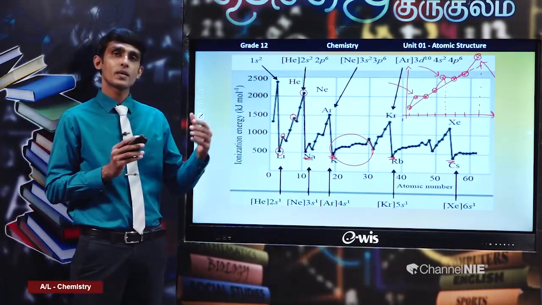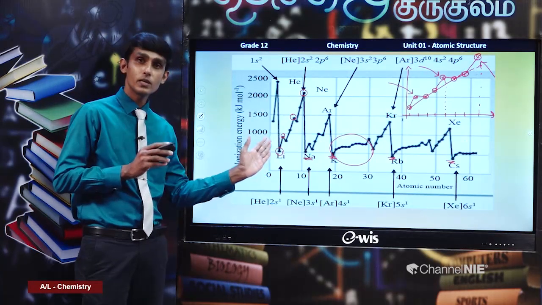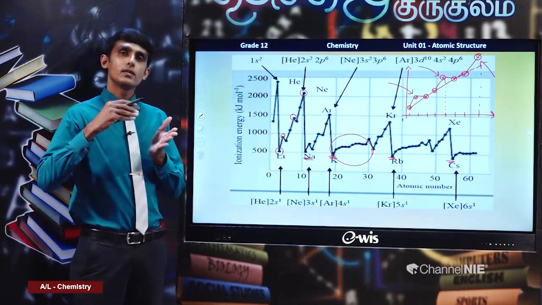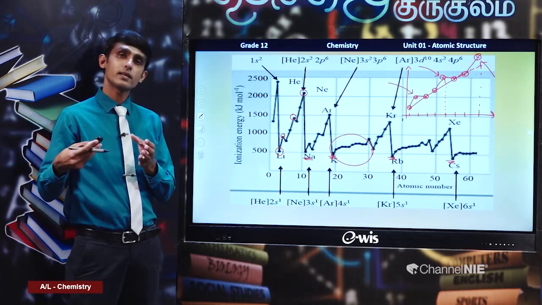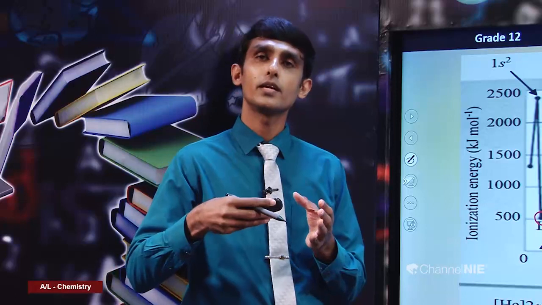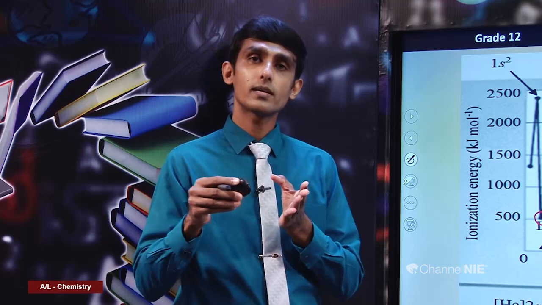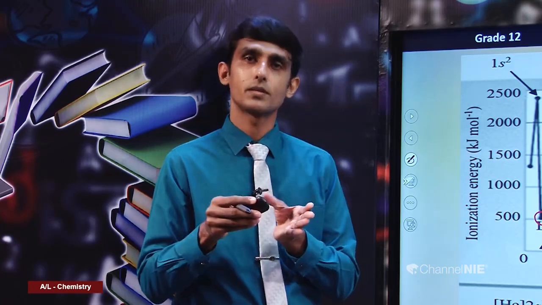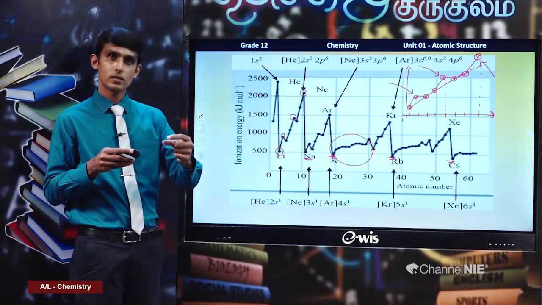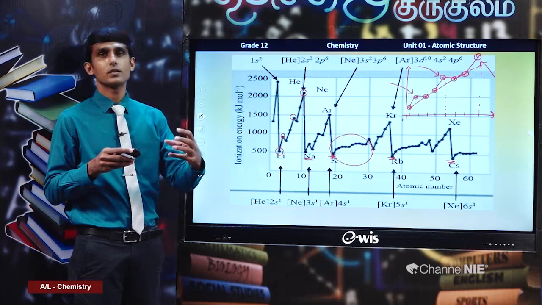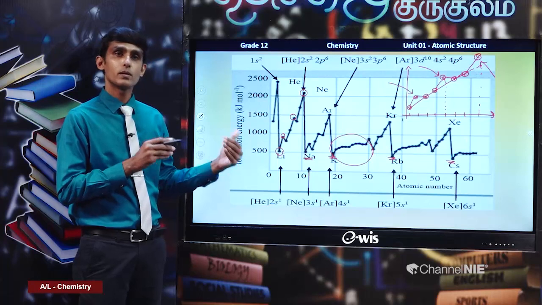The reason is, across the period when you consider elements from scandium to zinc, the nuclear charge increases, but at the same time the last electron is being filled into the penultimate shell, not into the valence shell. Therefore, electron-electron repulsions are quite significant. As a result, the variation of the effective nuclear charge is not that prominent. It is not prominent as in the case of main group elements, S and P block elements.